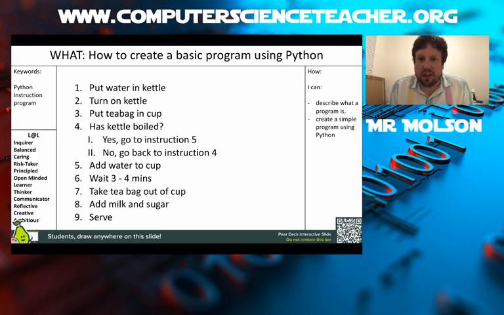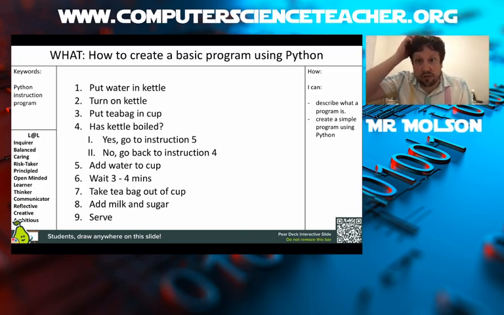While the kettle is boiling, you're going to put the tea bag in the cup. Then I've got a question, which is, has the kettle boiled? If it has, then go to instruction 5. If it hasn't, go back to instruction 4. Once the kettle's boiled, I'm going to add that boiled water to the cup. I'm then going to wait 3 to 4 minutes. I'm going to take the tea bag out of the cup, add some milk and sugar, and then I am going to serve.